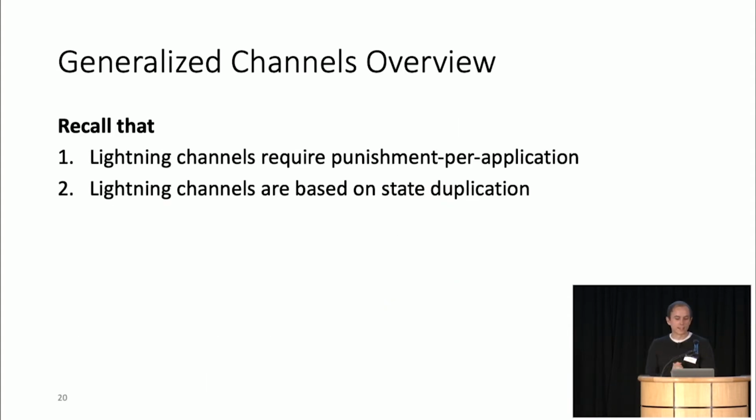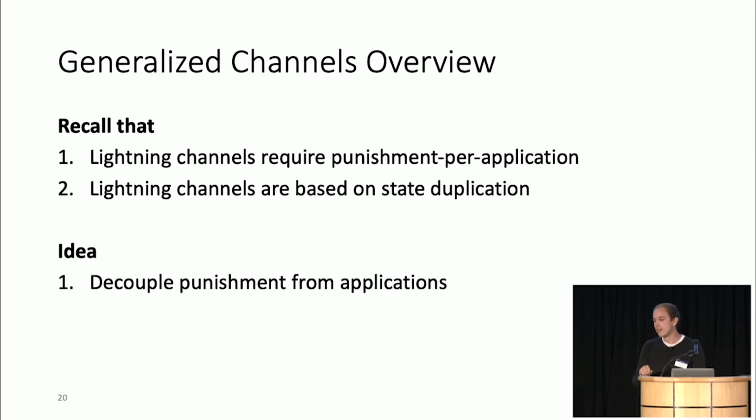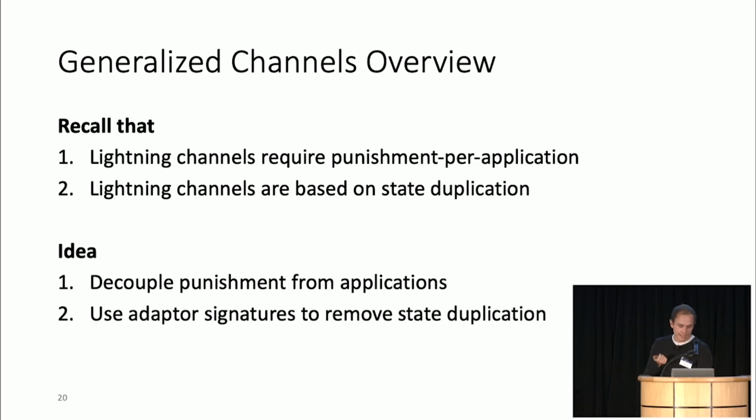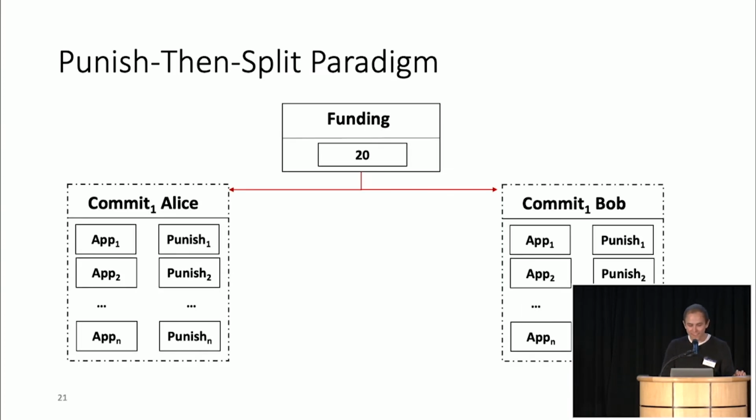All right, so basically now, recalling that we had these two things that bothered us a bit in Lightning, which were that we had the punishment per application and the state duplication. So what we now want is to decouple the punishment from the applications. And secondly, we also want to use adapter signatures to remove the state duplication. All right, so maybe let's start with the first one.